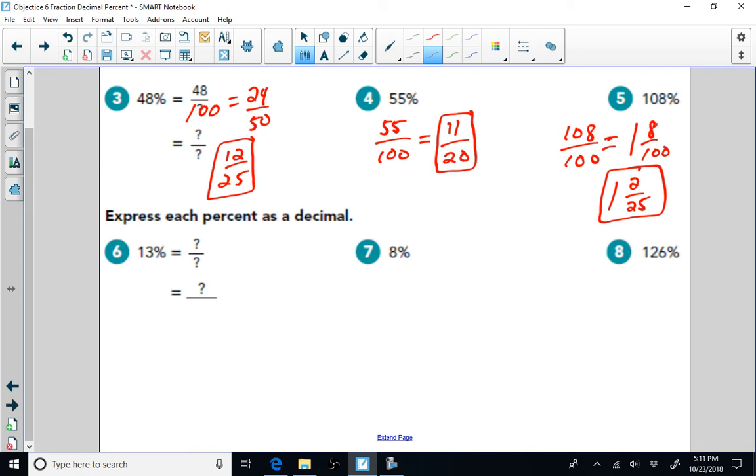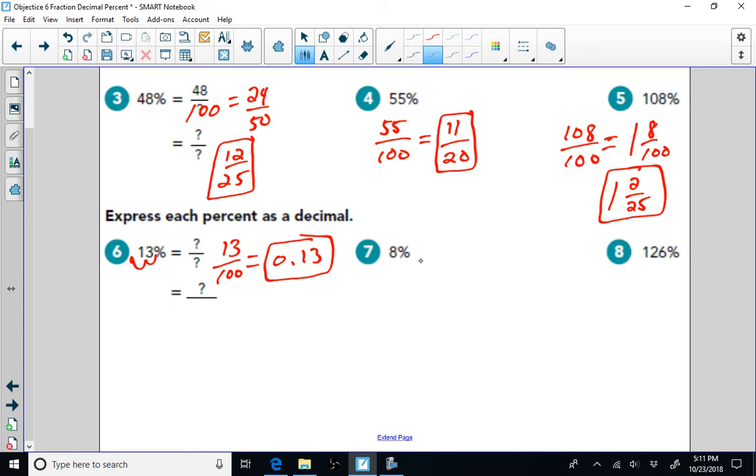If I want to write this as a decimal, 13% is the same as 13 over 100. 13 over 100 is the same as 13 hundredths. Or I slide that imaginary decimal point 2 places left, right? That's going to give me 13 hundredths.